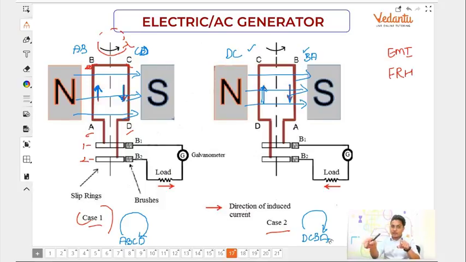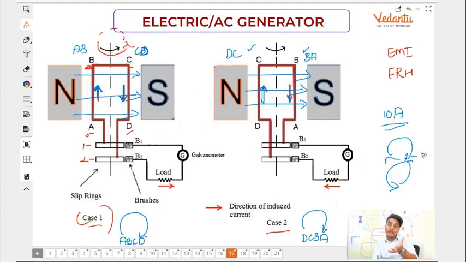What you see right now? Current का value same है. The current magnitude, imagine 10 ampere is being produced, 10 ampere is the same current flowing through both the cases, but the direction changed. The direction of the current changed from this to this, that is from ABCD to DCBA. Imagine what is going to happen in the external circuit.